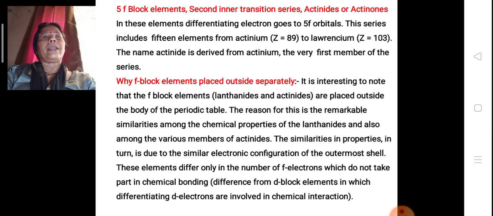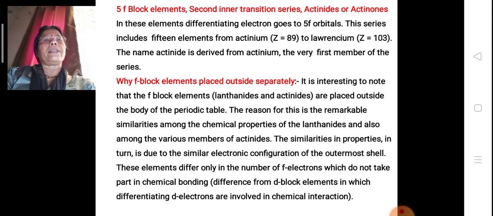F block elements, second inner transition series: actinides or actinones. In these elements, the differentiating electron goes to the 5f orbital. This series includes 15 elements from actinium, atomic number 89, to lawrencium, atomic number 103. The name actinide is derived from actinium, the very first member of the series.